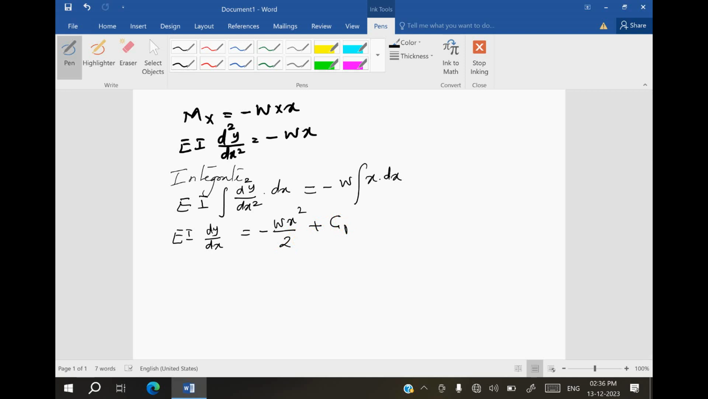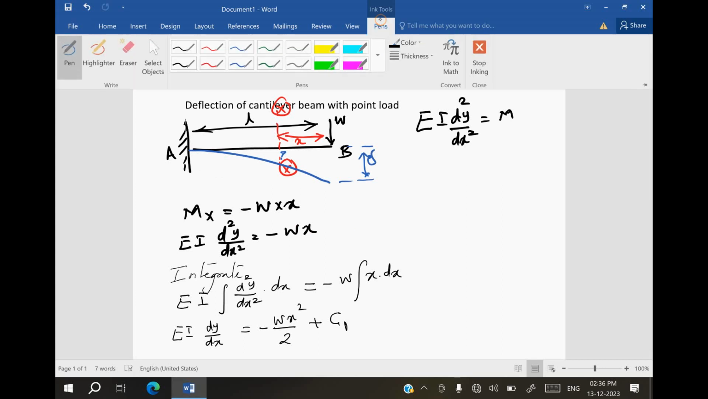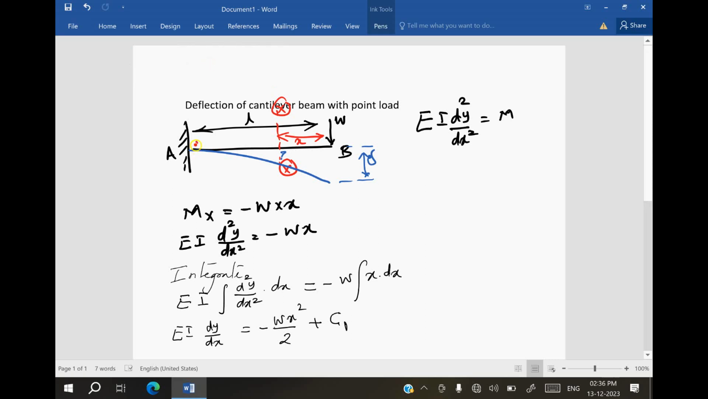Okay, so now what shall I do? Now I will put in the boundary conditions. What are the boundary conditions? Let us see. Now see here, if I come to this point, dy by dx is 0 at this point. That is, there is no slope here. You can see at point A, the beam is horizontal, is it not?